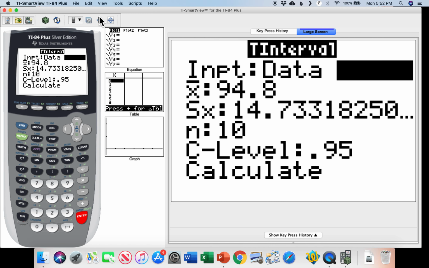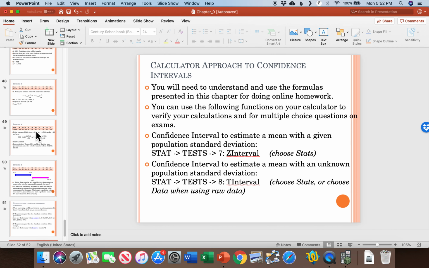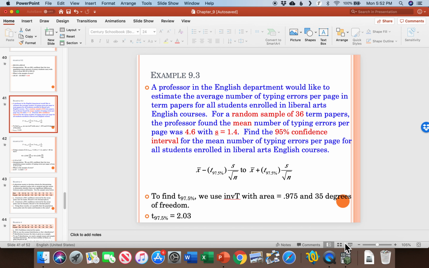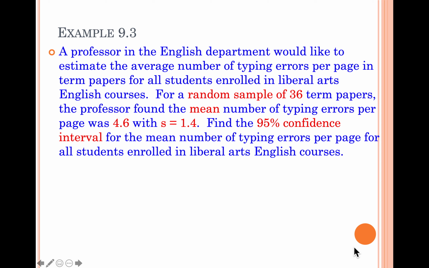So I'm going to do this with one of the problems we did in this chapter. I'm going to do it with number, I think, example 3 with the typing errors. Yes. Okay. So this is the problem that we did earlier using the formula. I'm going to show you how to do it with the calculator. Sample size is 36, the mean is 4.6, the sample standard deviation is 1.4, and the confidence level will be 0.95.